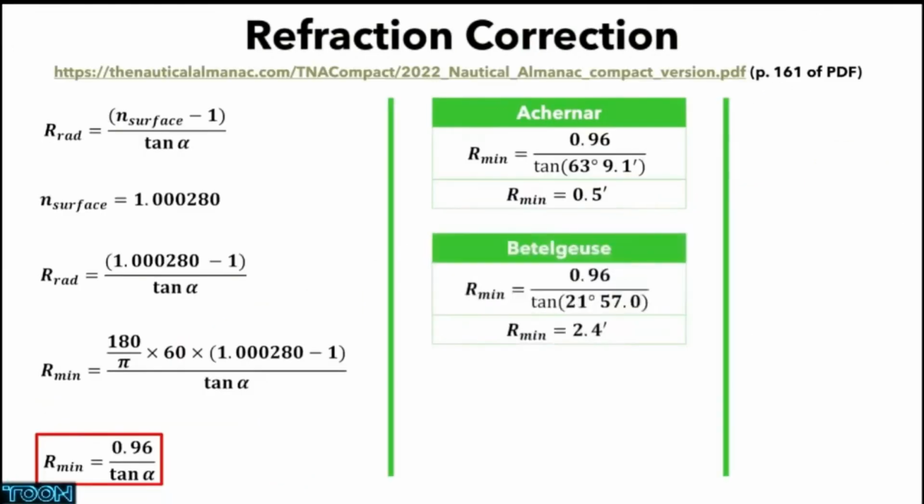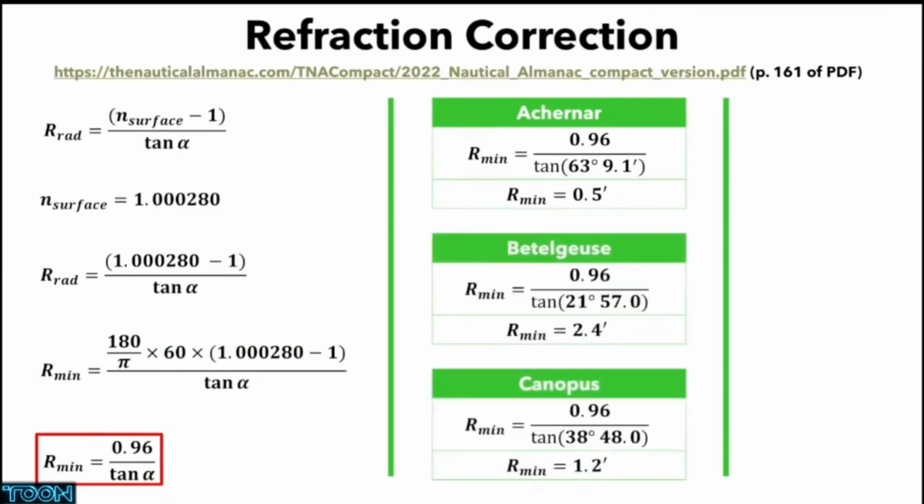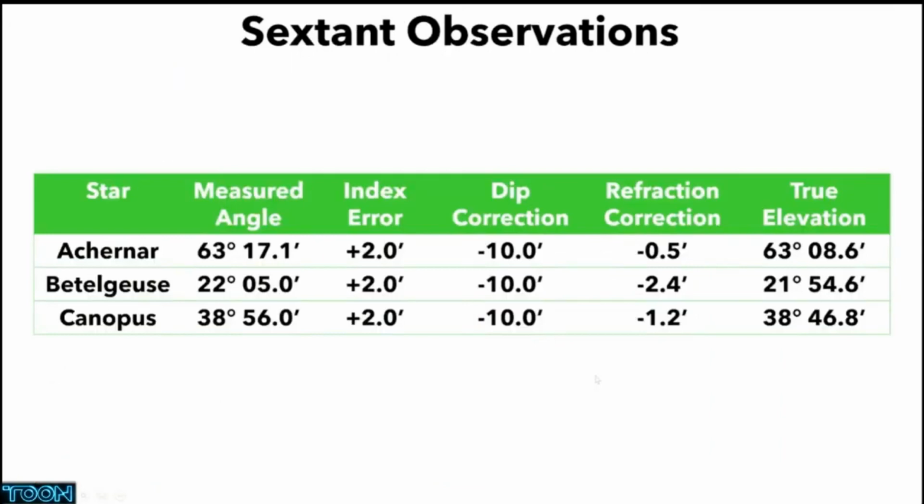For Betelgeuse, we get 2.4 arc minutes, and for Canopus we get 1.2 arc minutes. Now we've made all the necessary corrections.